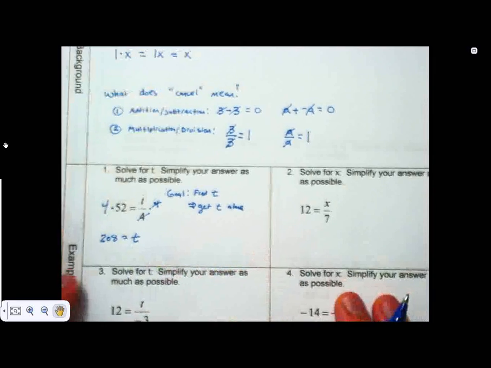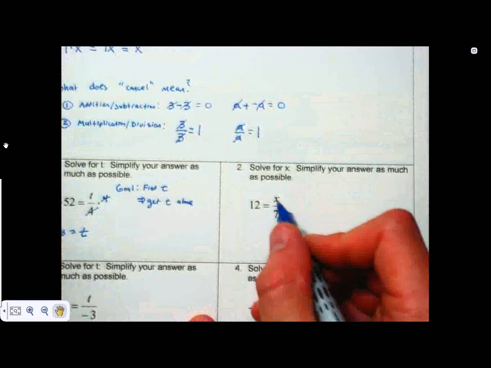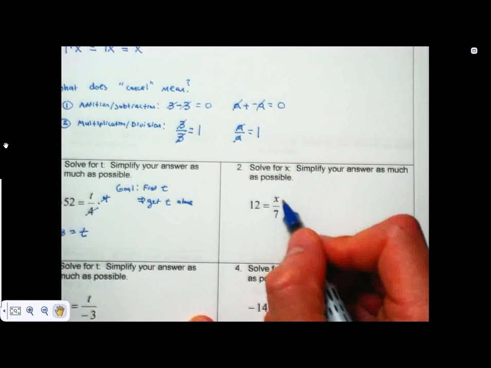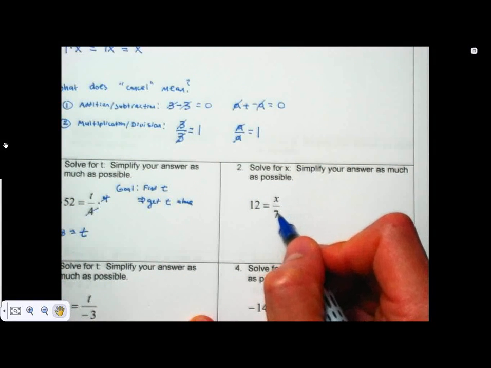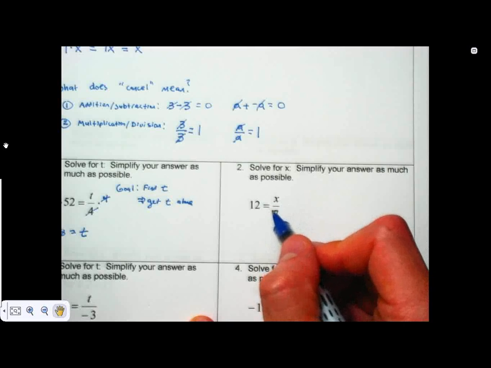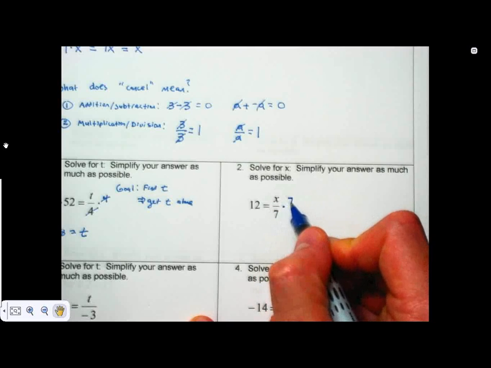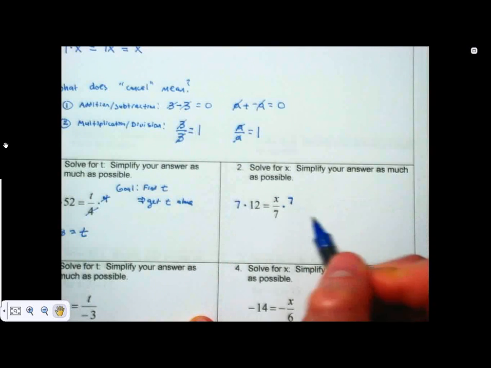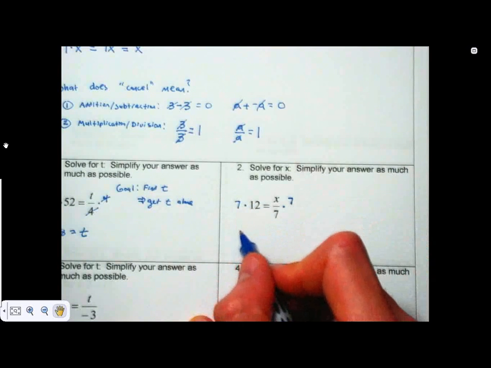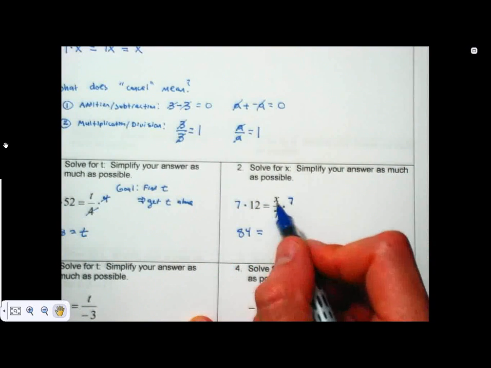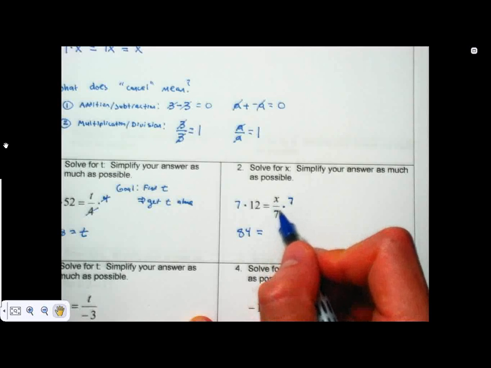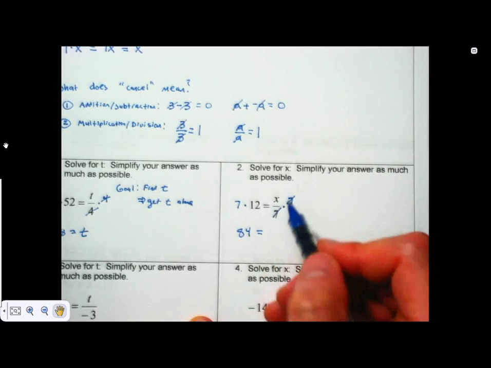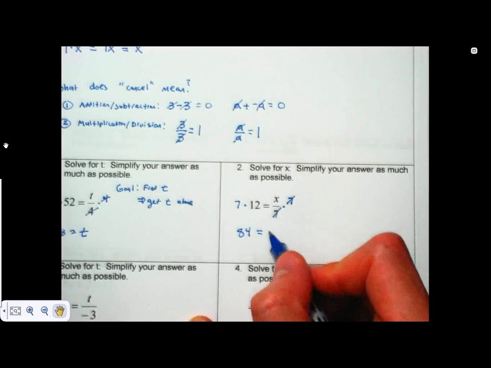All right, let's take a look at number 2. My goal is to get x alone so that I can figure out which number it stands for. And so what I'm going to do to achieve that is I have to get rid of this division by 7. So I'm going to multiply by 7. But because I multiplied one side by 7, I also have to do the other side by 7 as well. So 7 times 12 is 84. And then just like before, if I'm doing division by 7 followed by multiplication by 7, the 7's will cancel out and make 1. So what I'd be left with is 1x, which is the same as just x.